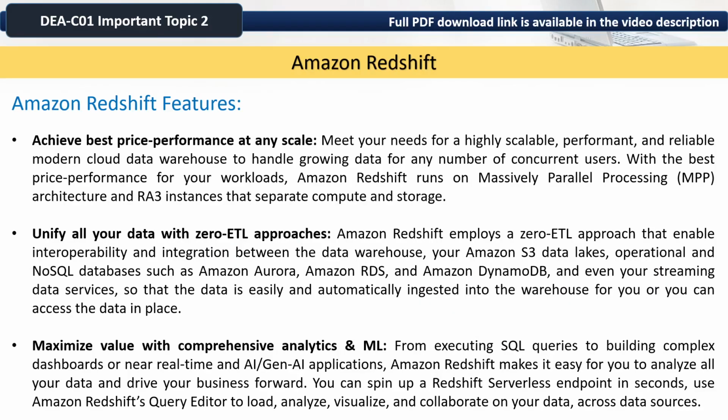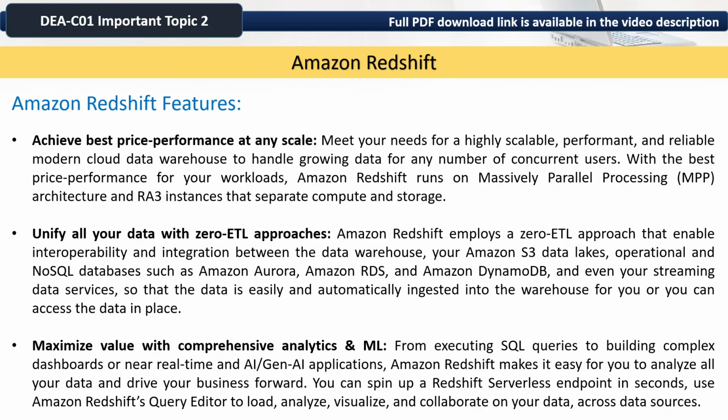About its features: achieve best performance at any scale. It meets your needs for a highly scalable, performant, and reliable modern cloud data warehouse to handle growing data for any number of concurrent users. With the best price performance for your workloads, Amazon Redshift runs on massively parallel processing architecture and RA3 instances that separate compute and storage.